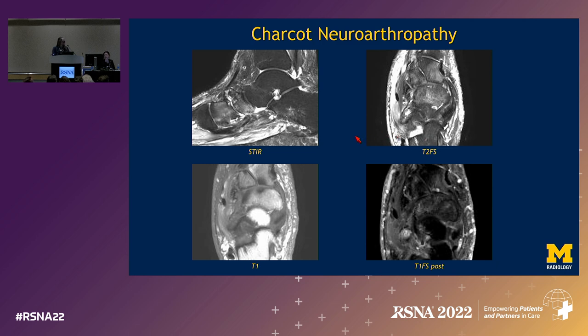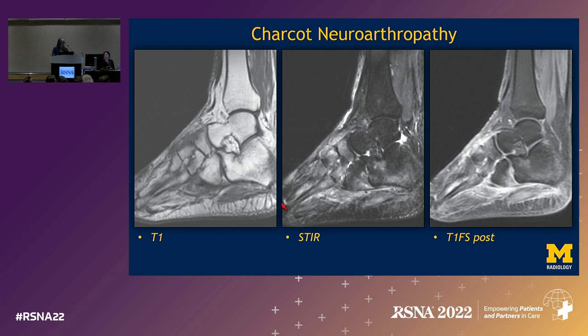Again, the same case, and we see on T2 fat sat axial images multiple contiguous bones that are associated with the bone marrow edema. We see subchondral cysts. We see osteochondral injury on these T1 weighted images. And then on the T1 FatSat post, we see little or modest enhancement. It's not really flagrant enhancement that we might see with osteomyelitis. Similar findings, again, we see the dorsal aspects of the navicular and the cuneiform affected, and also capsular thickening, which shows marrow edema and enhancement post-contrast.